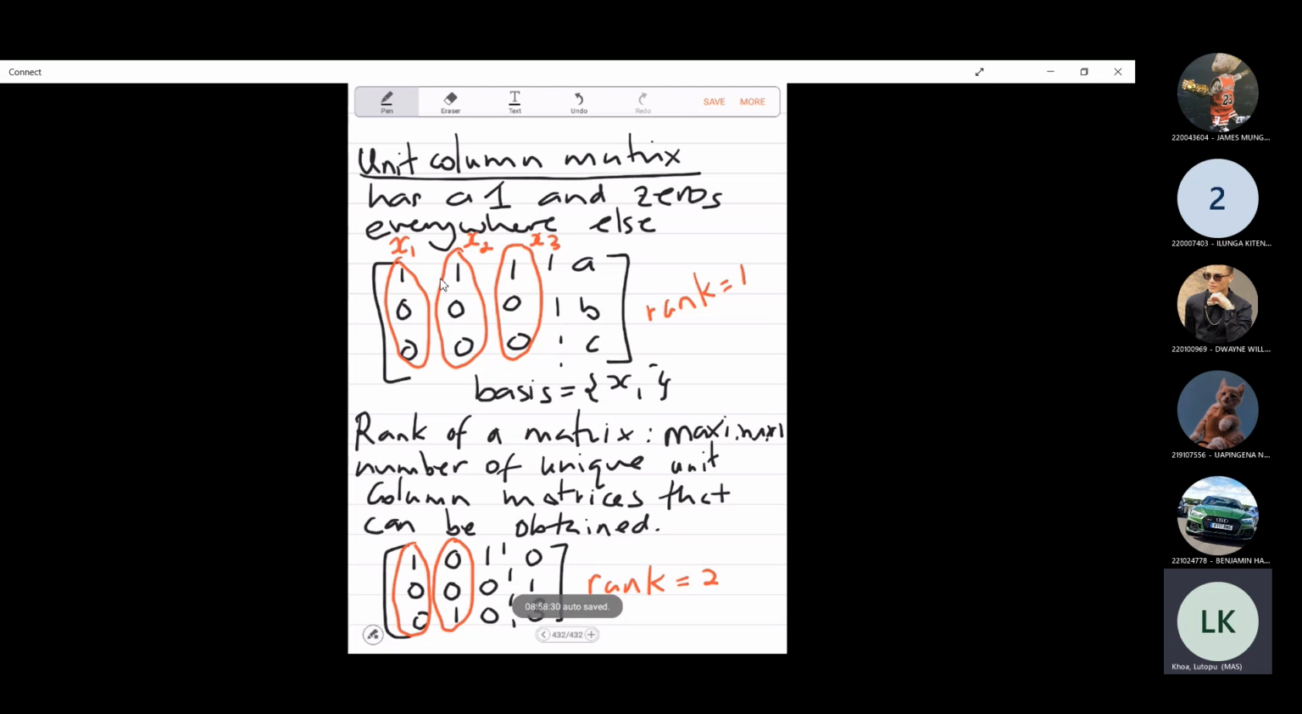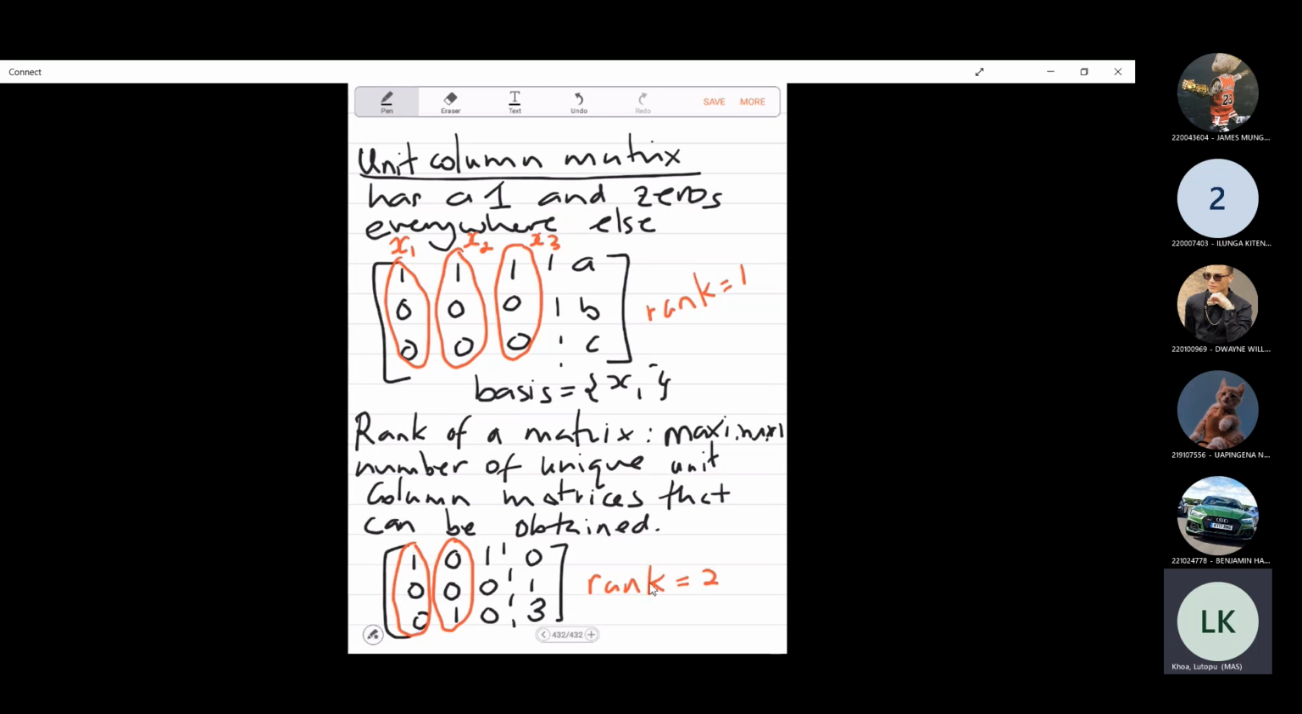Okay, but you can see from here the maximum value of the rank is 3. Your rank cannot be more than 3 because you cannot get more than 3 unit column matrices when you have a matrix like this. So rank is just the maximum number of unique column matrices. We said unique, looking at the position of the ones. So here, when we look at this one, this is unique, this is unique, this one is not unique because it looks exactly like that one.